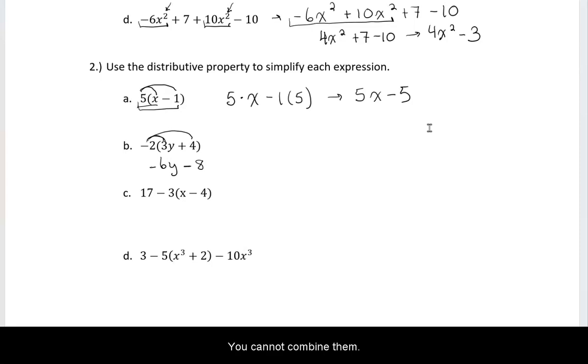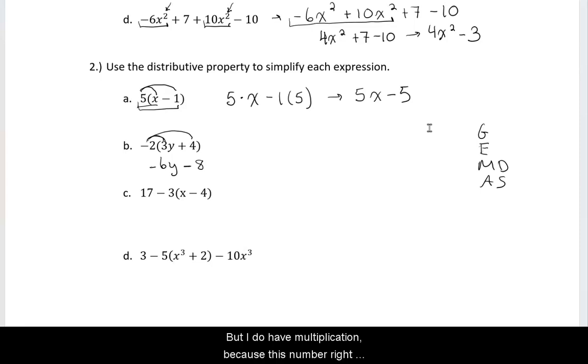You cannot combine them. All right, so for C, what we need to look at, even though I haven't mentioned it here, we still are using order of operations. So I'm going to write my GEMDAS, which I always recommend that people do. Okay, and so we need to see, is there grouping? Yeah, there are parentheses, but I can't actually combine what's in there. So grouping doesn't apply. Exponents I don't have, but I do have multiplication because this number right here is sitting right next to the parenthesis. So you have to do the multiplication first.